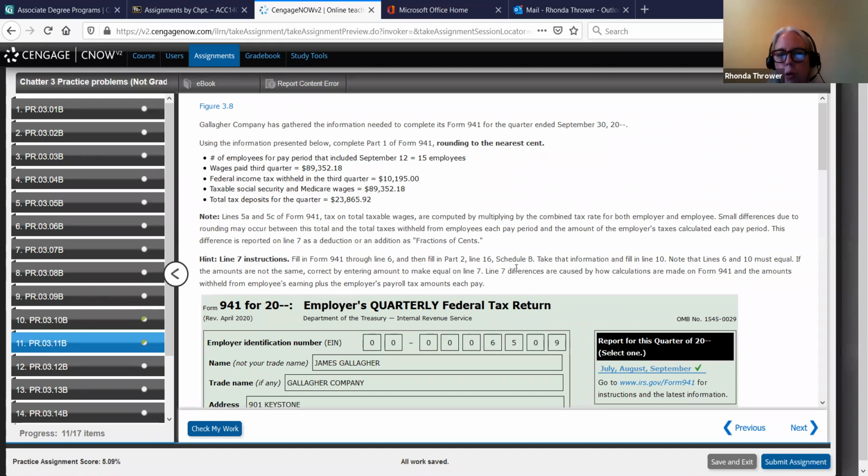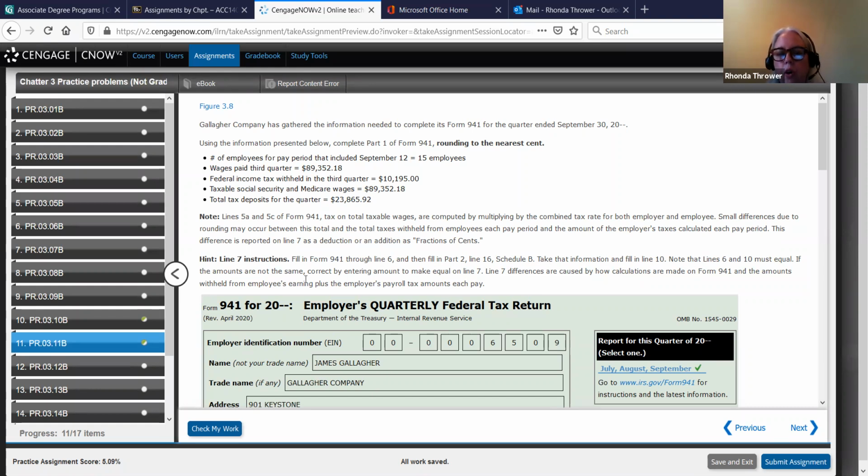But in the real world, you would fill out the form to line 6, then you would go and fill in part 2, line 16 of Schedule B. And whatever's on that Schedule B that you completed, you're going to take the information and fill it in on line 10. Then it tells you, note that lines 6 and 10 must equal.